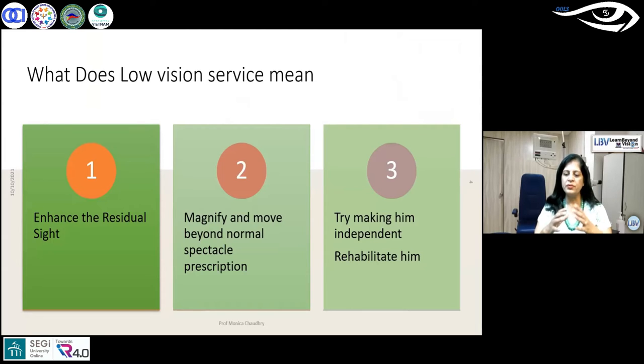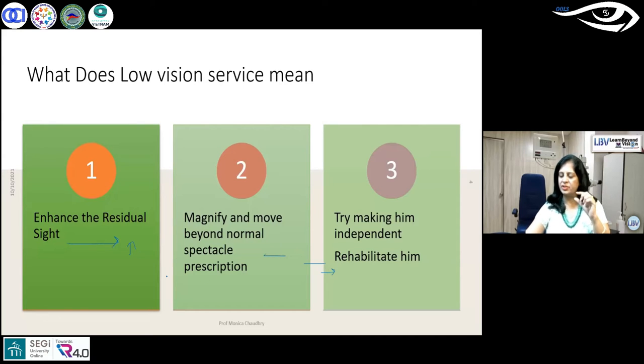Overall, low vision means three things for us. One is enhancing the residual vision. There has to be some residual vision in this patient's eye, and we magnify it by using certain devices, and by magnification, we make it practical for them to start using it. And the last part is that low vision completes only if we work on rehabilitation simultaneously. Now, the simplest format I could tell you is, your patient has a particular vision.